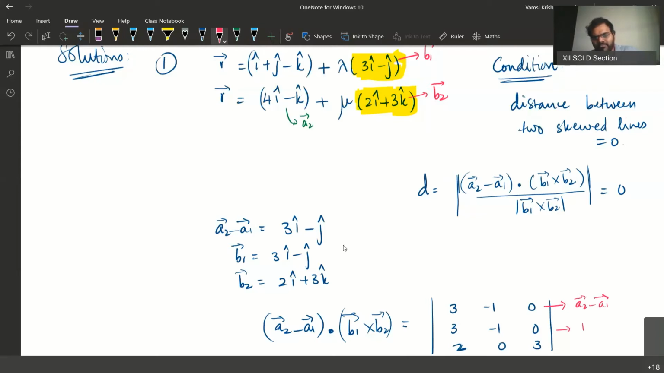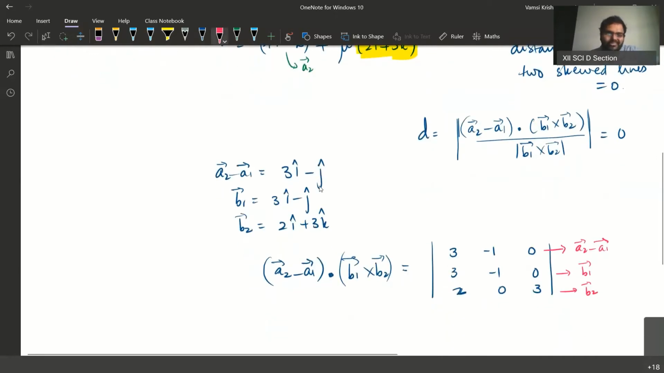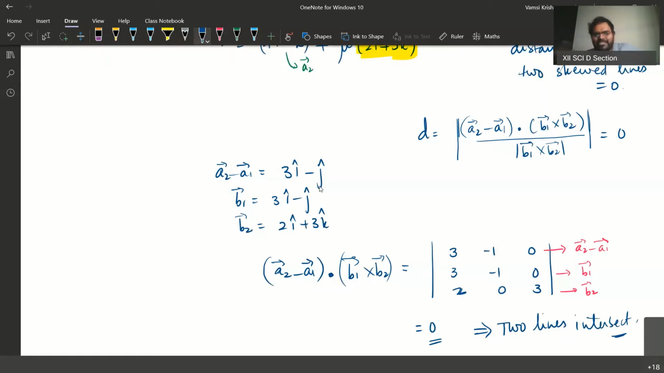Second row is components of b1. Third row is components of b2. And the determinant, since two rows are equal, has to be 0. So what did we prove? We have proved that these two lines intersect. This is the first part. Now this qualifies as a 3 marker.